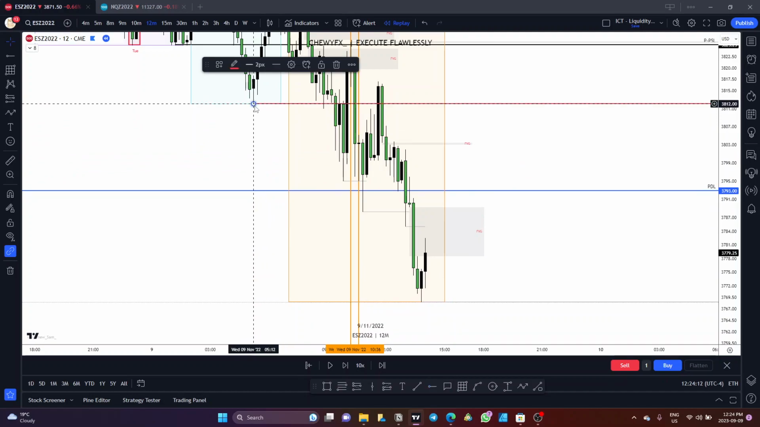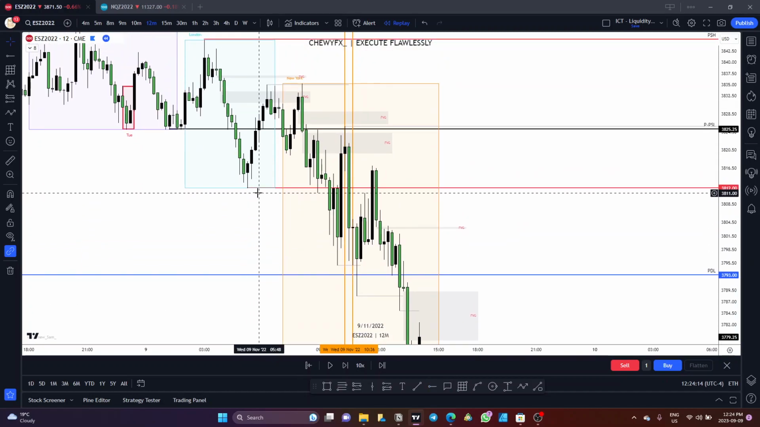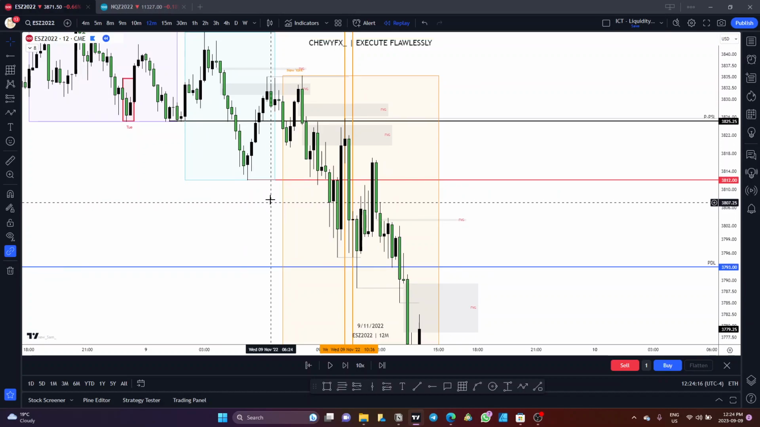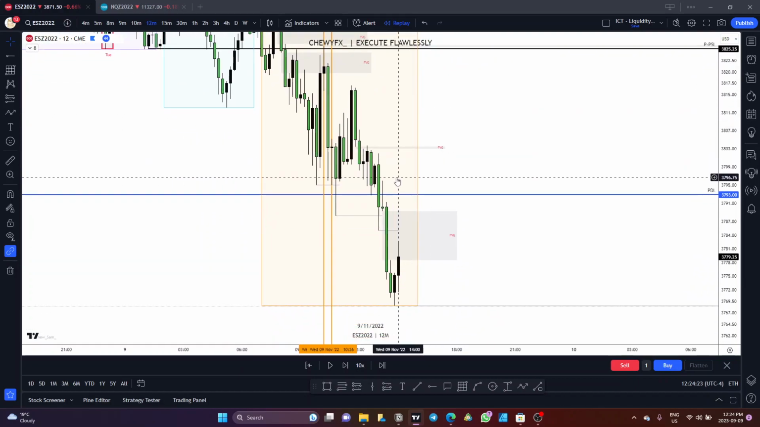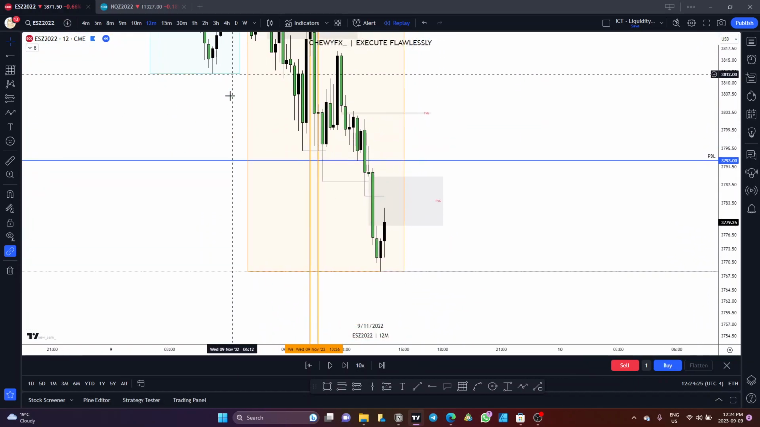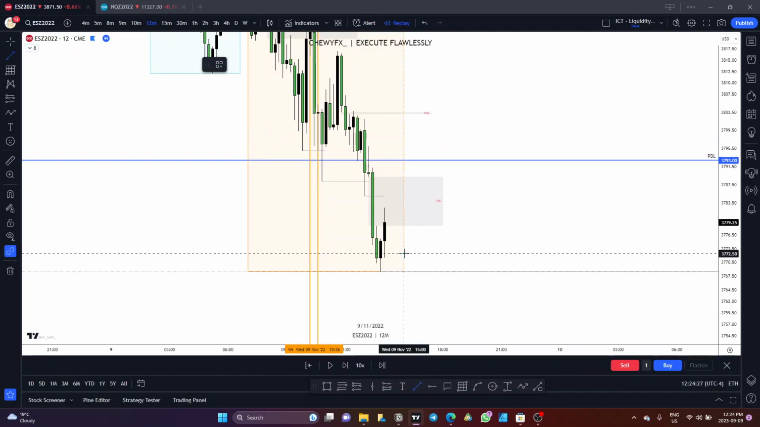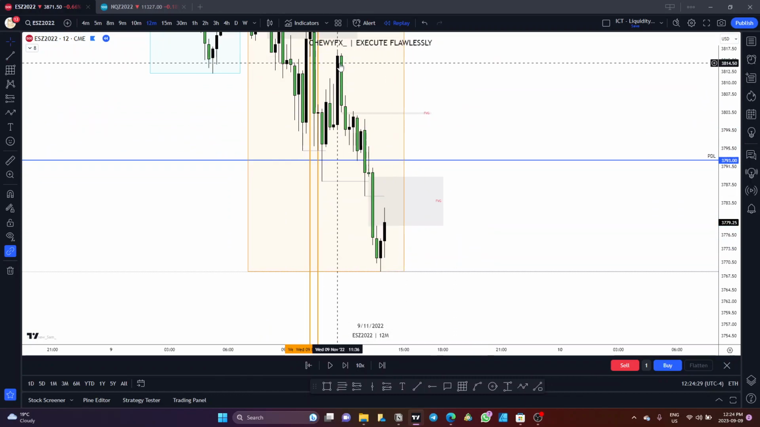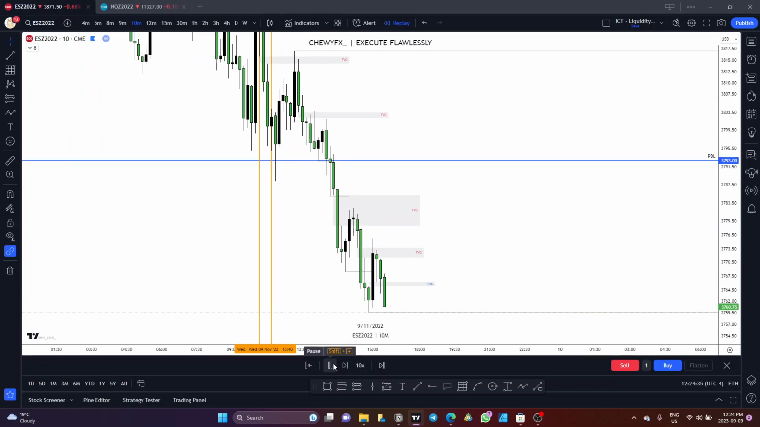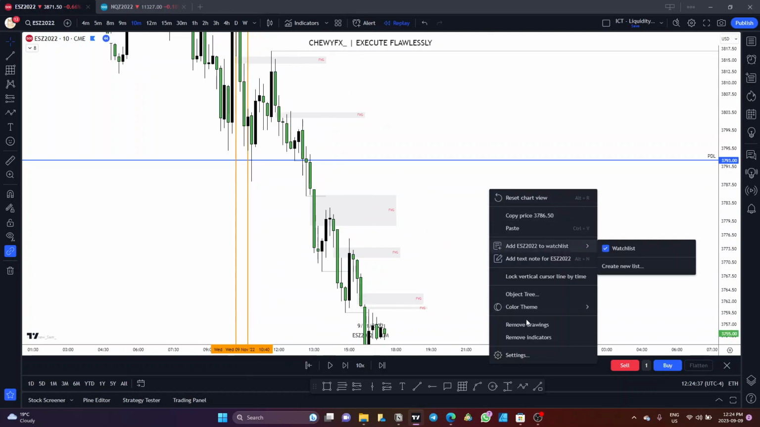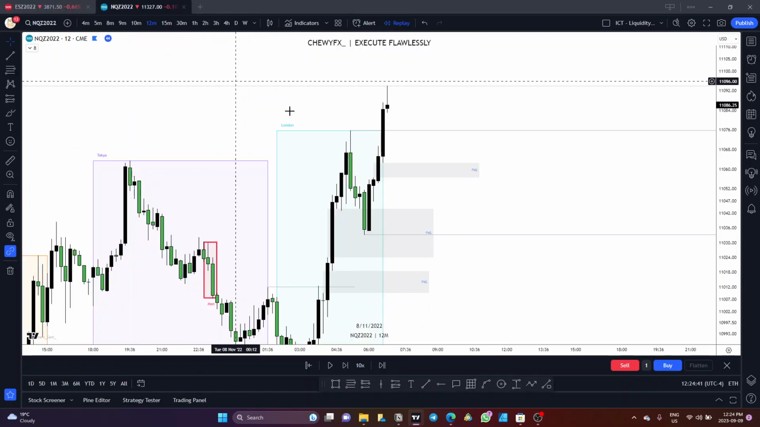We can even see here we have another reaction off of a session low. Damn, that's a lot of movement, but that's not something we would have been taking anyways. So now at this point, we would either be looking for an EM3 or an EM2. So let's see what happens. Okay, that is the end of the day for Wednesday on ES.